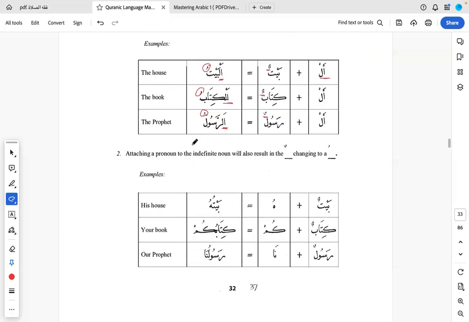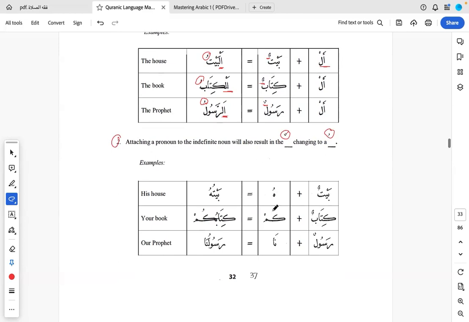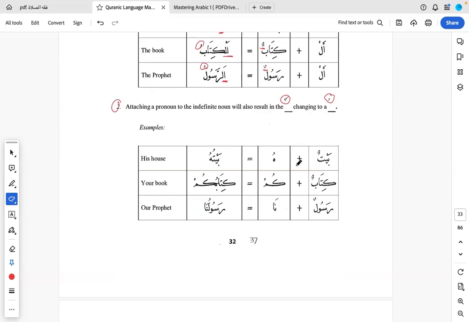What about the other two techniques? The second one is attaching a pronoun to indefinite nouns, and this will also result in changing the tanween into no tanween, simply because now the word is definite. Why should we do that? Simply, as you remember when we talked about the attached pronouns and their function, we said that when the attached pronoun appears at the end of nouns, it refers to the owner of this word.